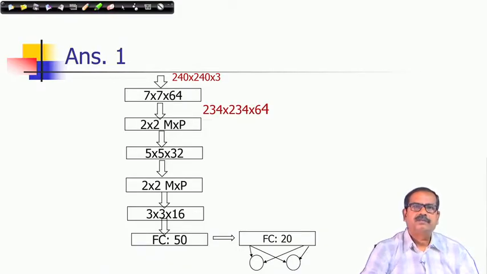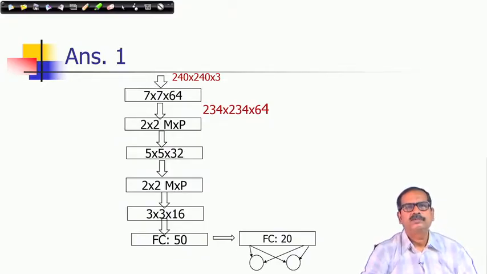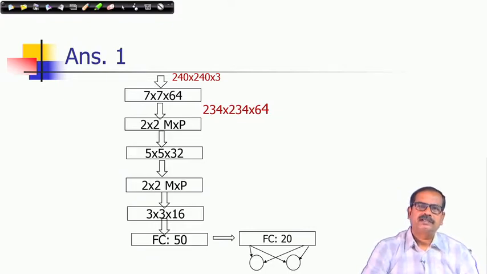So, you have 234 cross 234, and since the output has 64 channels, there are 64 such filters. So, the output is 234 cross 234 cross 64. This is the output size from the first convolution layer.